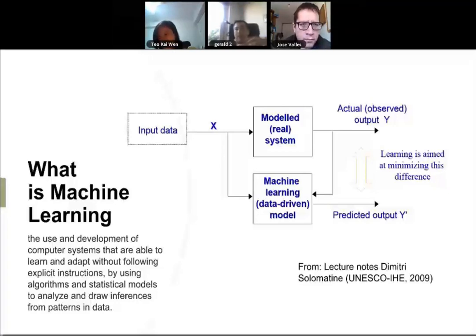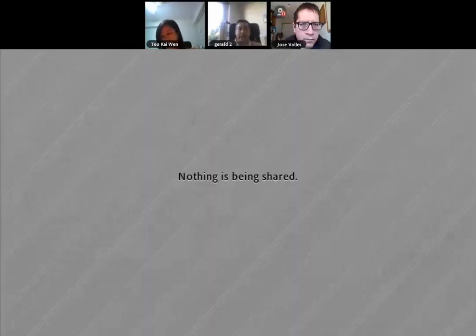So how can you change the parameters inside the machine learning data-driven model to make the best prediction of what would happen in real life? This slide is from a lecture by Dimitri Solomatin at IHE in 2009, where most of this concept of machine learning was explained as data-driven models. So you will find a lot of literature where machine learning has been described in this area of science as data-driven models.